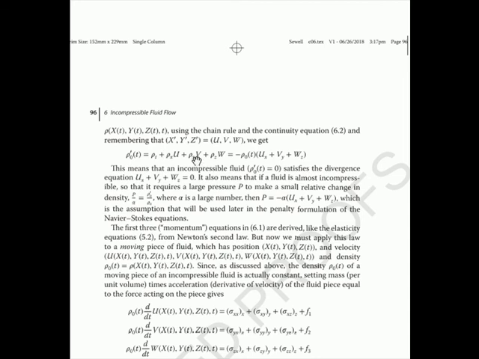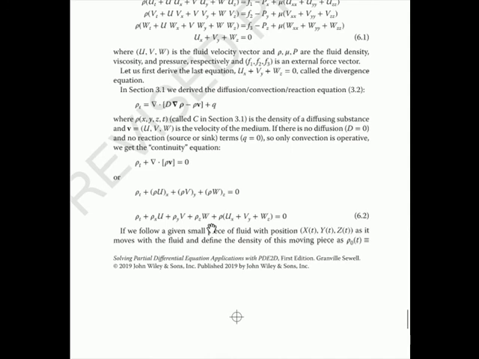And that, remember, is the first 4 terms of this equation. So these first 4 terms represent the rate of change of density of a moving piece of fluid. Therefore, and that's 0, therefore this is 0, therefore ux plus vy plus w sub z equals 0. So that's where the divergence equation comes from for an incompressible fluid.